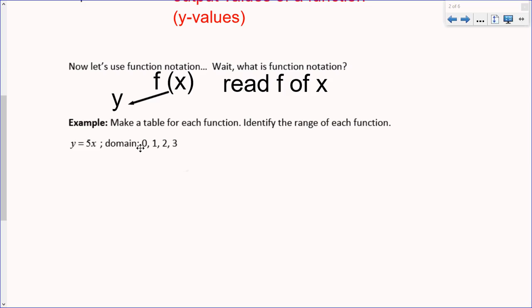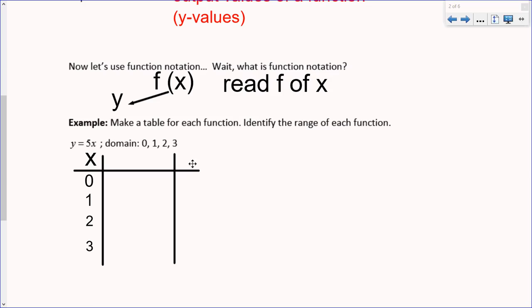So we're going to make a table, and in the first column we're going to put the x's, so 0, 1, 2, and 3. And in the last column we're going to put our y's when we figure them out. In the middle is where we're going to use that equation to do our work. Okay, so for each one of these x's, we're just multiplying it by 5, and that's going to equal the y value for it. So I'm just going to go ahead and plug and chug.